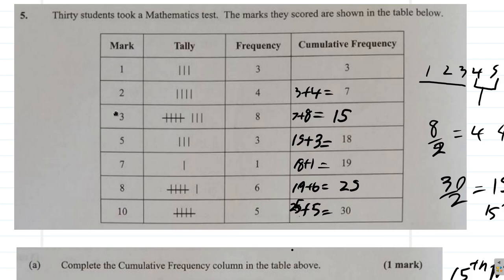Now, you know that to find the mean of a set of values, you add up all those values and divide by the number of values. Now, do not make this mistake. You're not going to say 1 plus 2 plus 3 plus 5 plus 7 plus 8 plus 10, and what you get, you divide by 7. No, that's not the case.